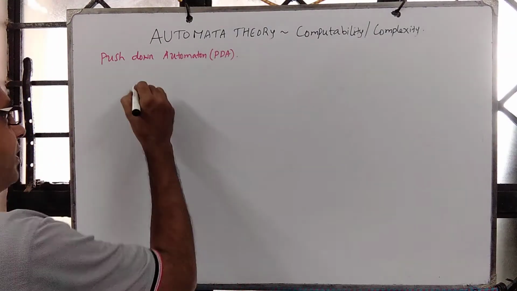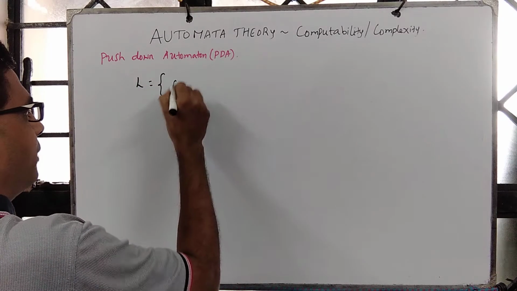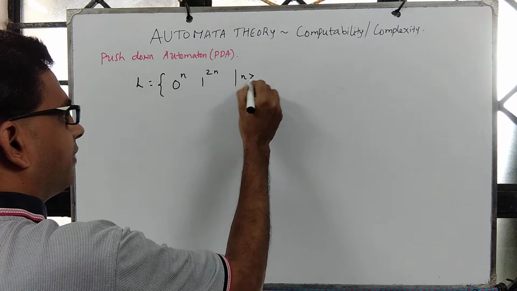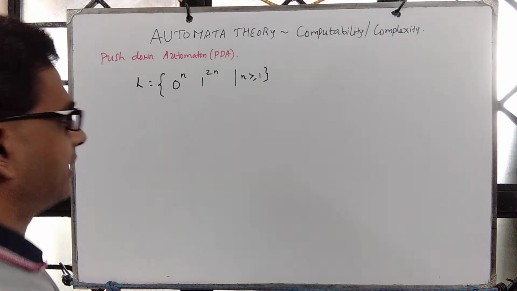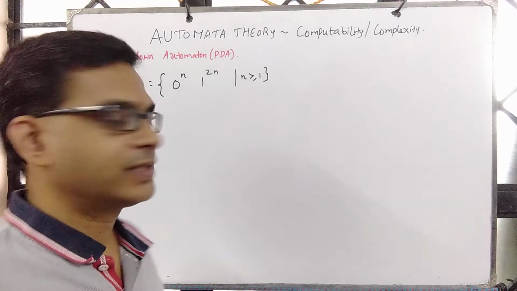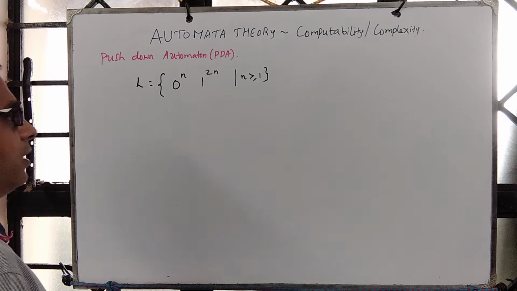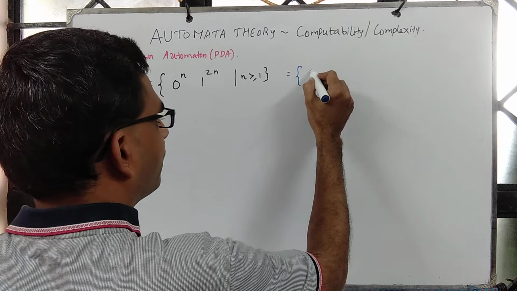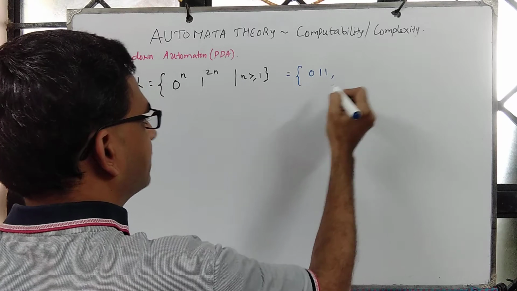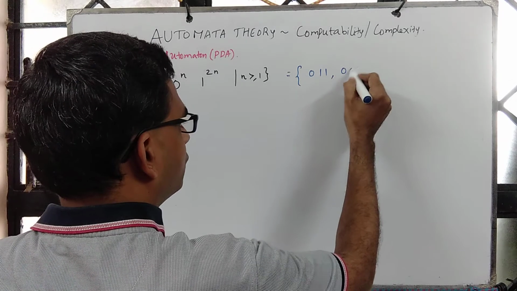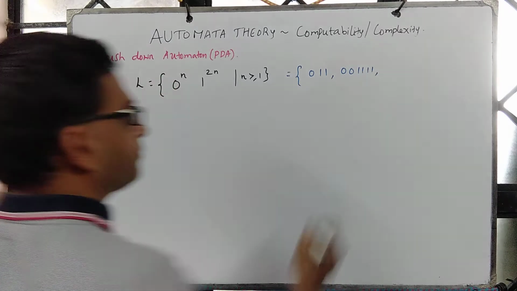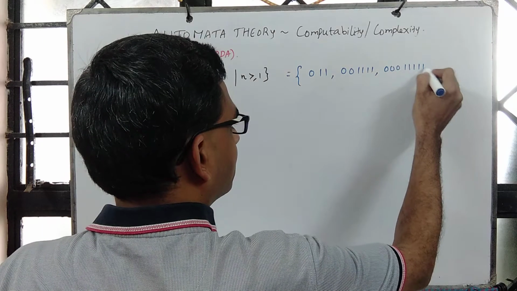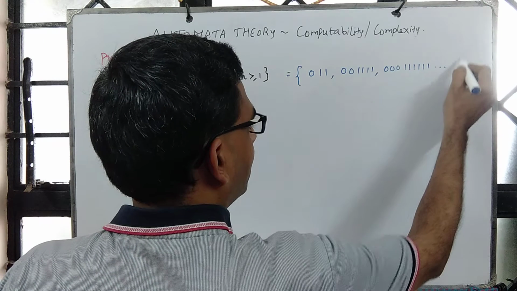Consider this language. L equals 0 power n, 1 power 2n, where n greater than or equal to 1. A slight extension to what we discussed so far. If you look at this language, it consists of strings of the form: if n is 1, then it has this. If n is 2, it has this. And if n is 3, then it has this. Okay, and so on.